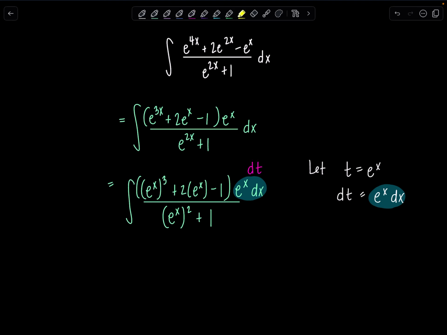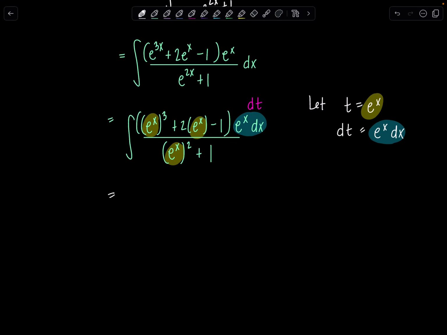And then e to the x, these are all just going to be t's. Okay, so let's rewrite everything in terms of t. We're going to have in the numerator t cubed plus 2t minus 1 over t squared plus 1 dt. Voila. Good. Now, this is piggybacking off the last integral of the day's theme. We have a rational function, but the degree of the numerator is higher than the degree of the denominator. So it's a no-go. We can't try to integrate until we long divide.